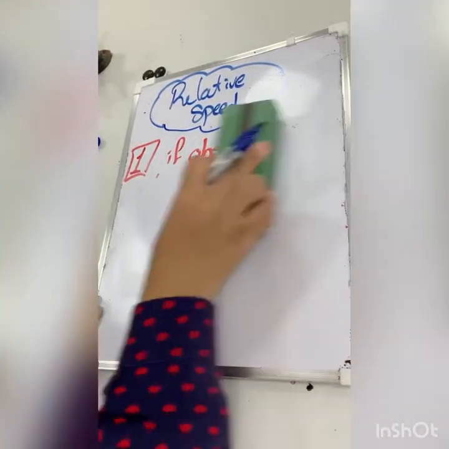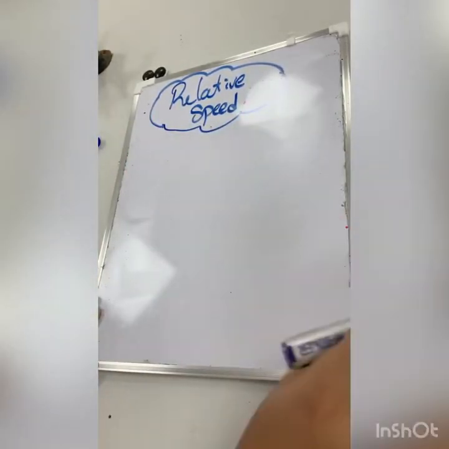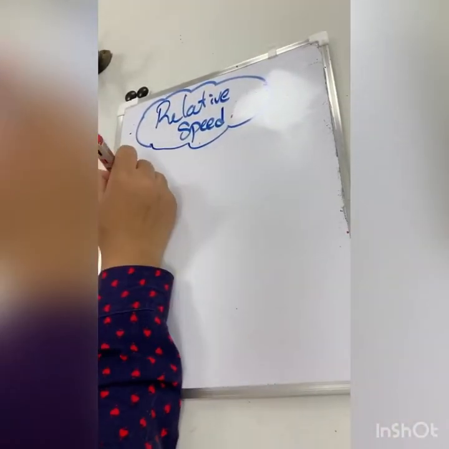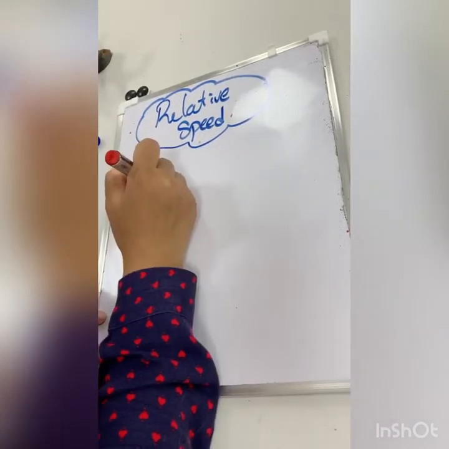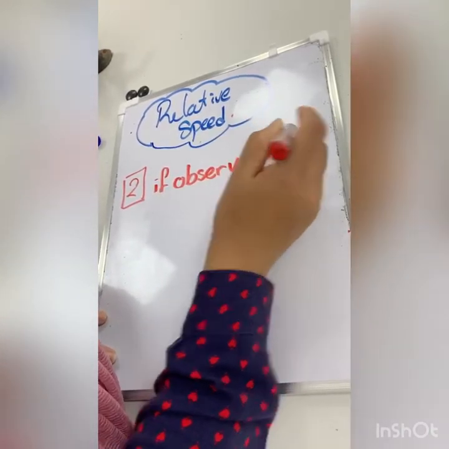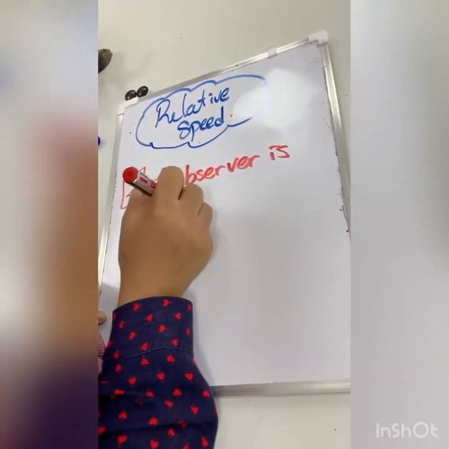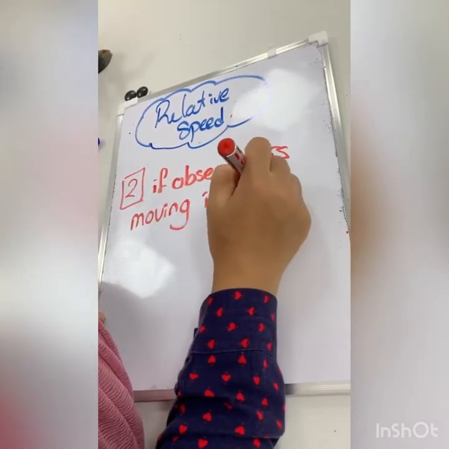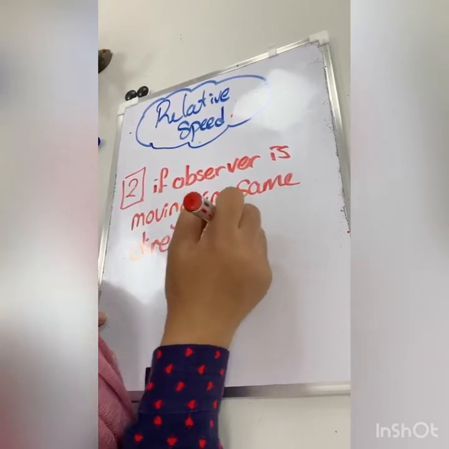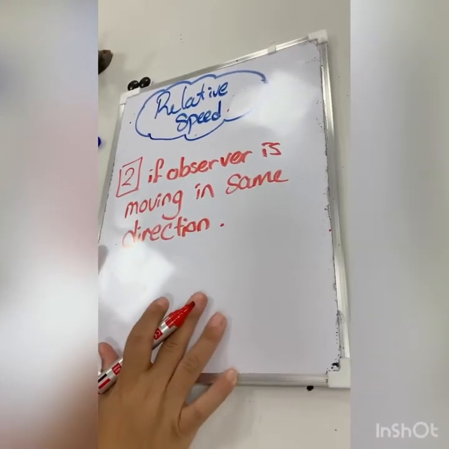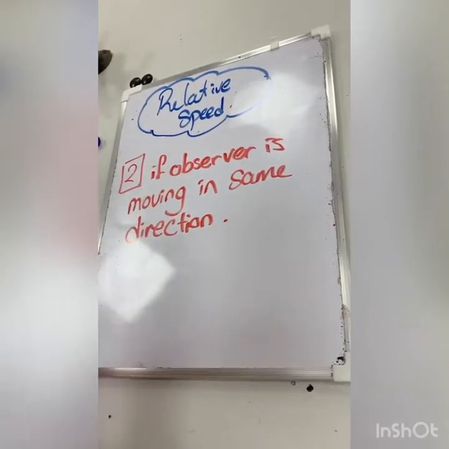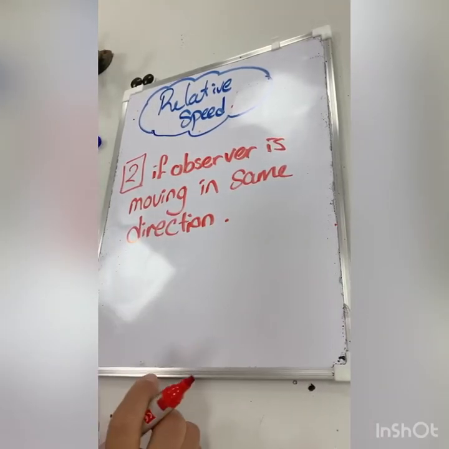Okay, case number 2 is divided into 2 cases, so I will divide them into 2. Number 2, if the observer is moving in the same direction. That is, if the police officer was riding in the car and the car is moving in the same direction as the car that he wants to calculate the relative speed of.